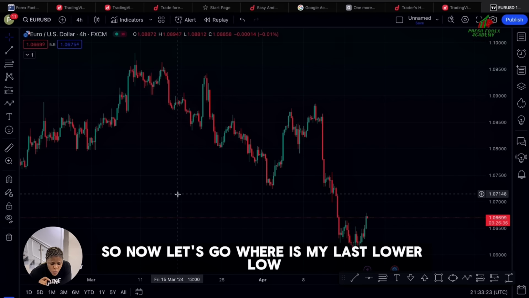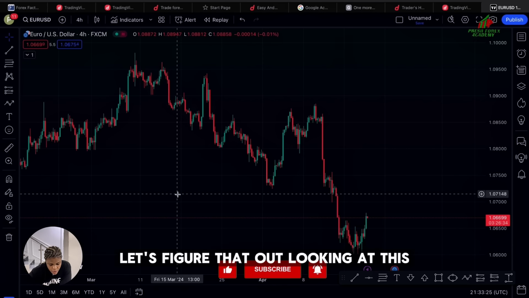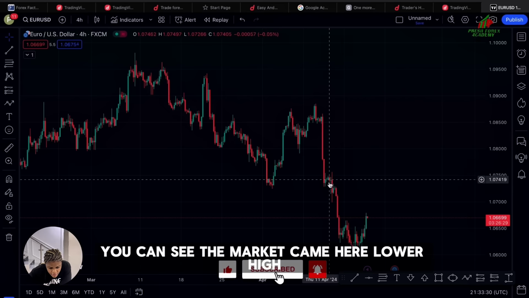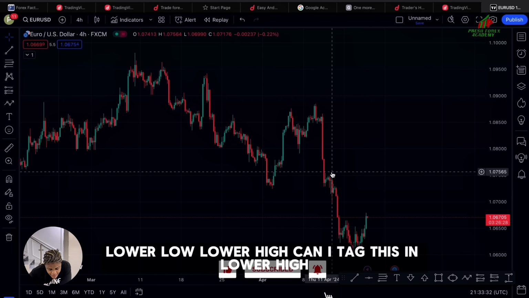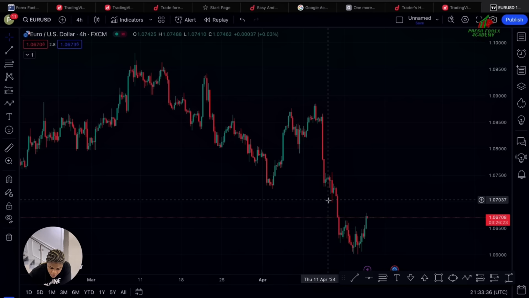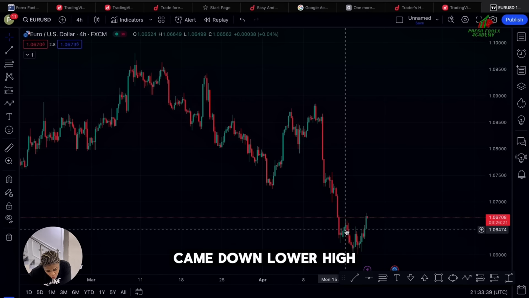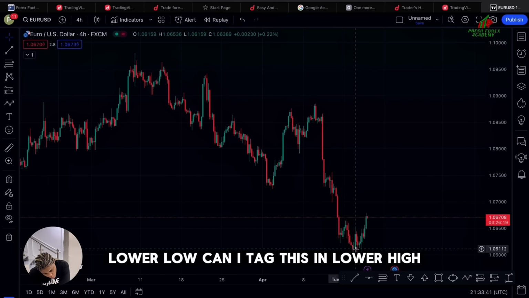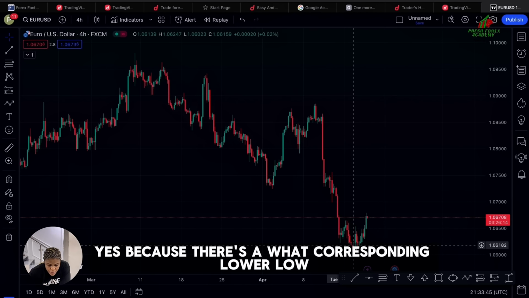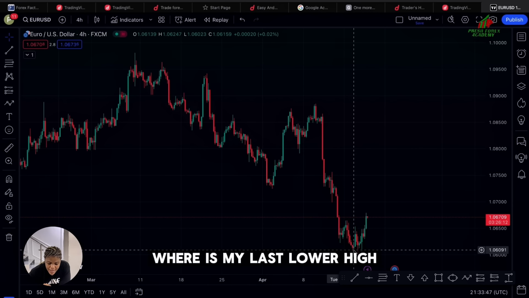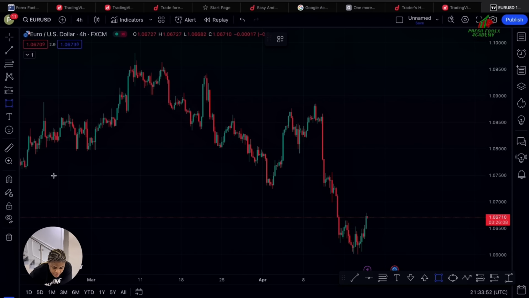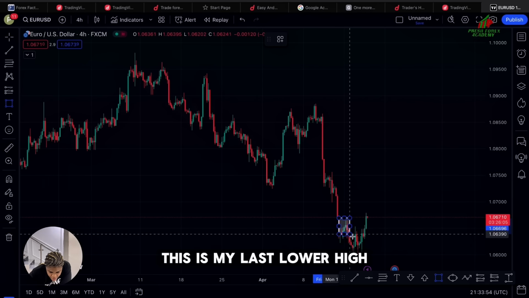So now let's go. Where is my last lower high? Let's figure that out. Looking at this, you can see the market came here, lower high, lower low, lower high. Can I tag this a lower high? Yes, because there's a corresponding lower low. Came down, lower high, lower low. Can I tag this a lower high? Yes, because there's a corresponding lower low. So apparently the question is, where is my last lower high? This is my last lower high. At this point here, this is my last lower high.